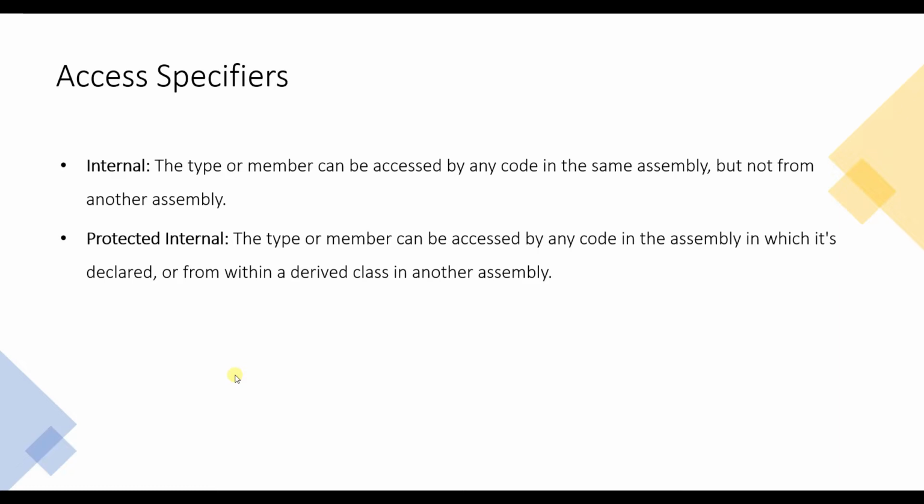The next one is protected internal. The type or member can be accessed by any code in the assembly in which it is declared, or from within a derived class in another assembly.